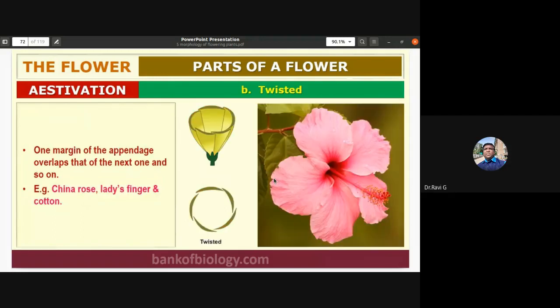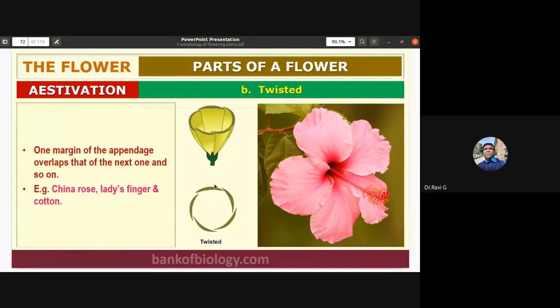In twisted estivation, one margin of the appendage overlaps that of the next one, and so on. The other margin of the same petal will be overlapped. One margin is overlapping, another is overlapped. So this gives the appearance of a twisted arrangement. All the five petals here are in and out condition, that is, overlapping and overlapped.